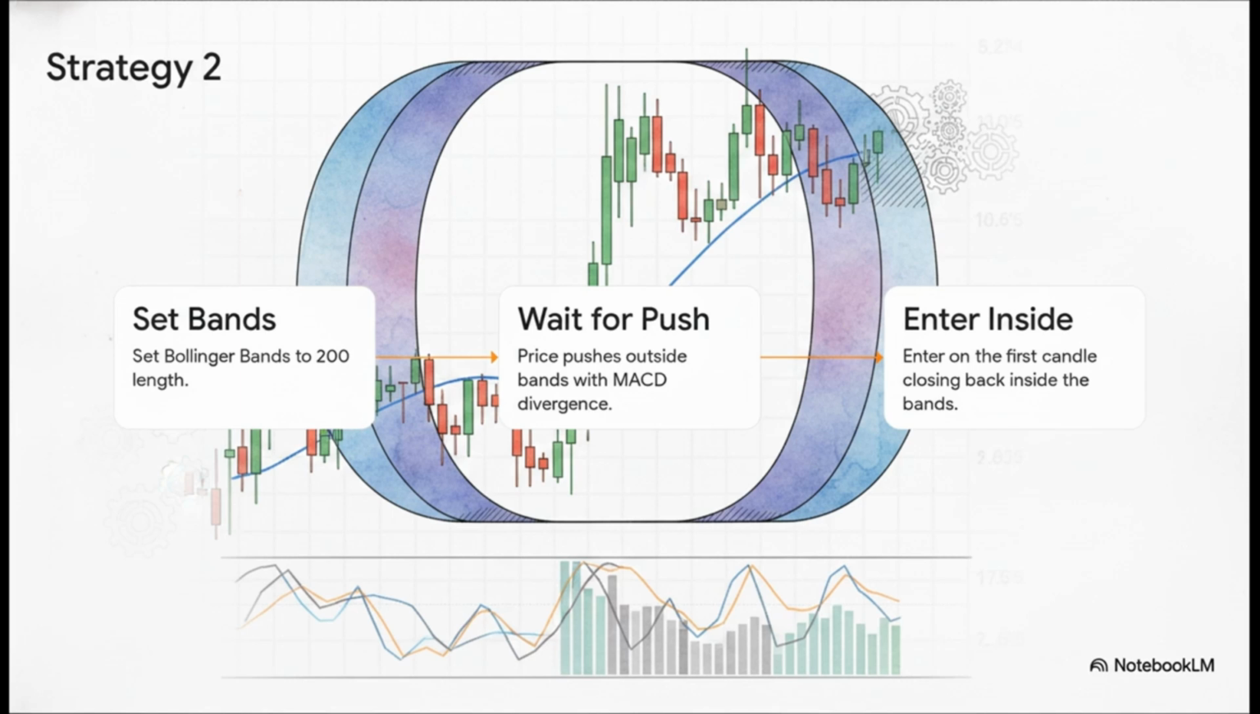Step 3. Your exact mechanical entry happens on the very first candlestick that successfully closes back inside the Bollinger Bands. Place your strict stop loss just outside the extreme wick of the candle that pierced the band, which perfectly protects you against a fake out.